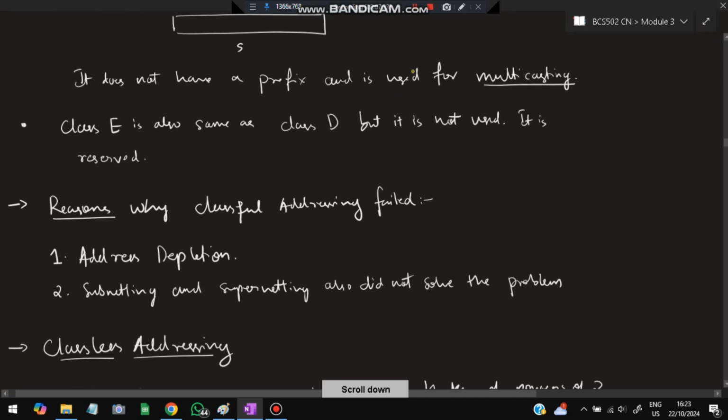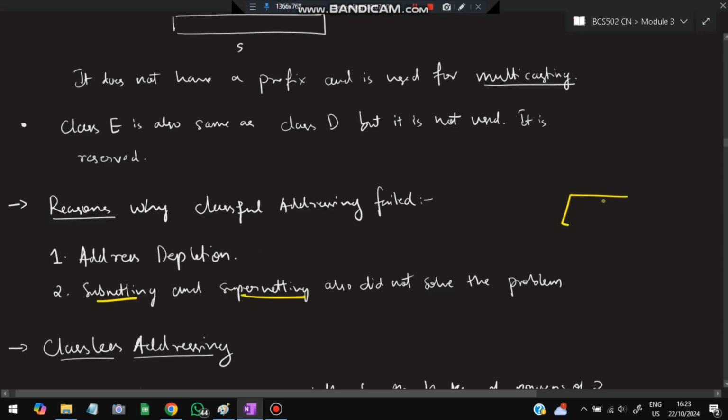Okay, now the classful addresses failed. Why? What was the reason? The first is the address depletion. As you can see, there are limited number of addresses which you can have in each class, so there was an address depletion. And two another concepts are there in the classful addressing, which is the subnetting and supernetting.